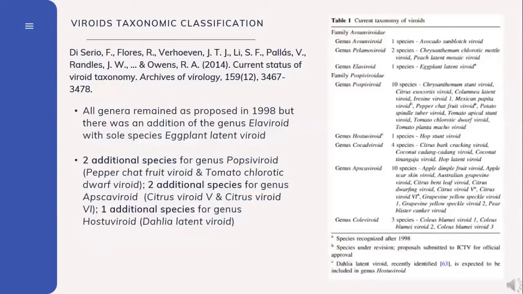In the year 2014, however, there were updates regarding newfound species in the genera Pospiviroid and Apscaviroid. Additionally, there is a new genus established, the Elaviroid, containing its sole species as of now, which is the eggplant latent viroid.